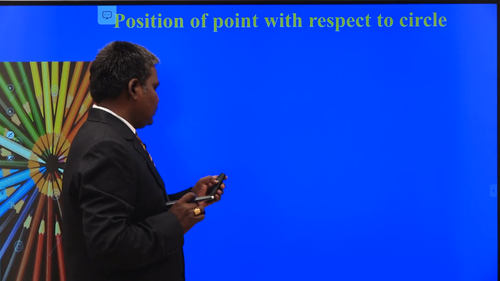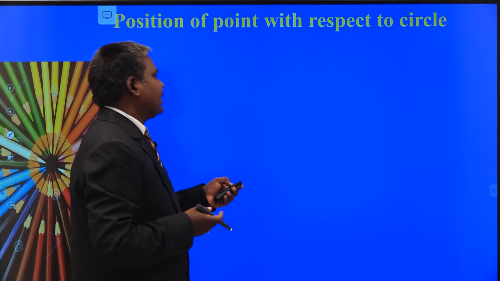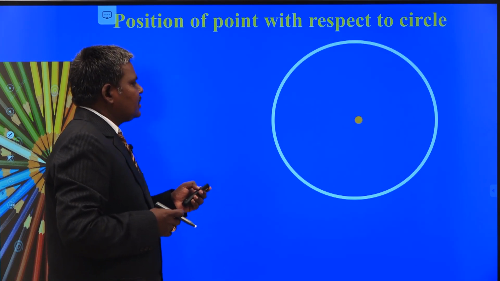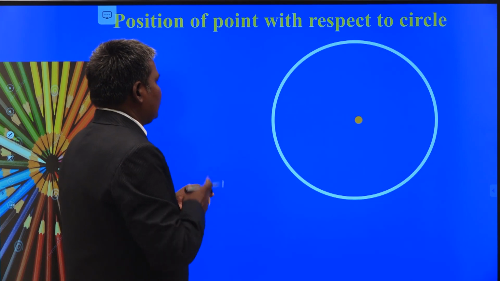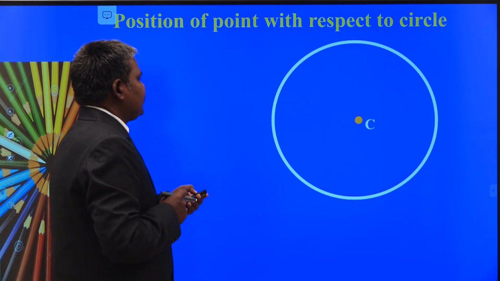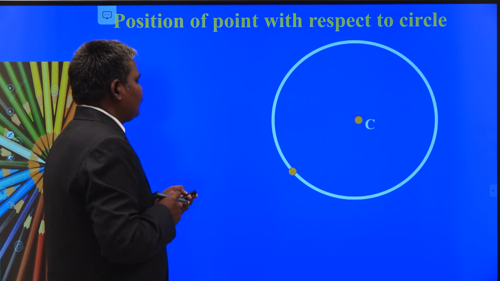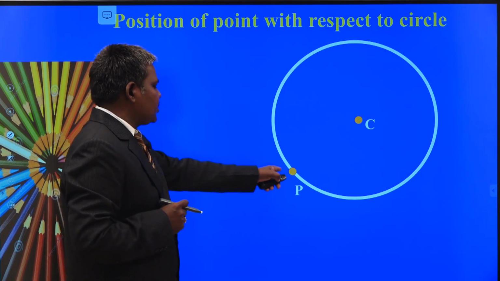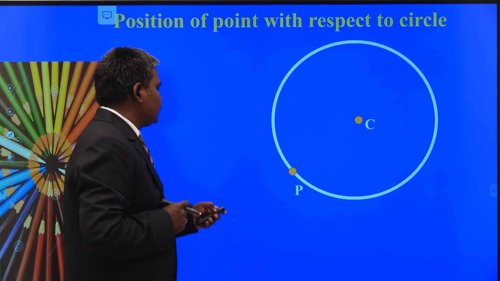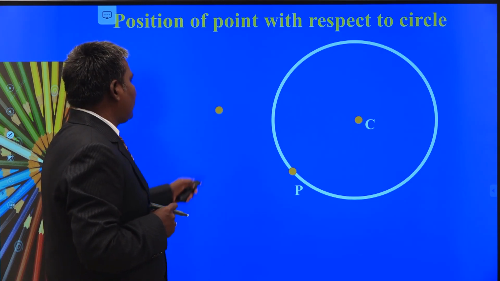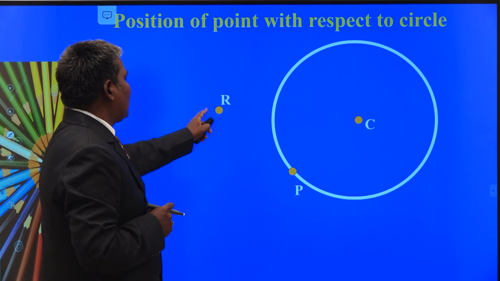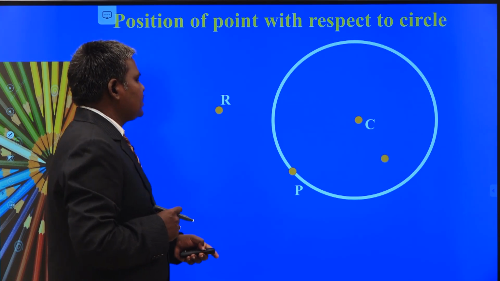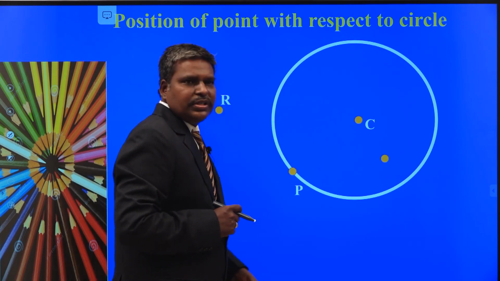Let us see the diagram, how to obtain the conditions. This is the circle. This is the center of the circle as shown in this figure. This is C. This is one of the points, say P. What is the position here? The point is on the circle. This is another point. What is its position? R. So this is outside the circle. This is the point which is inside the circle.